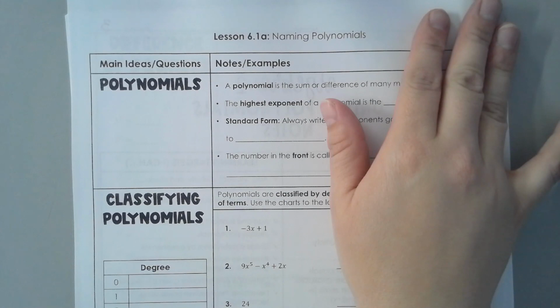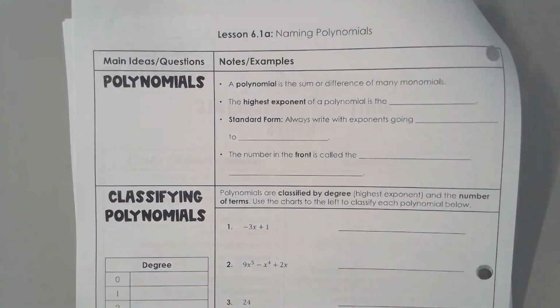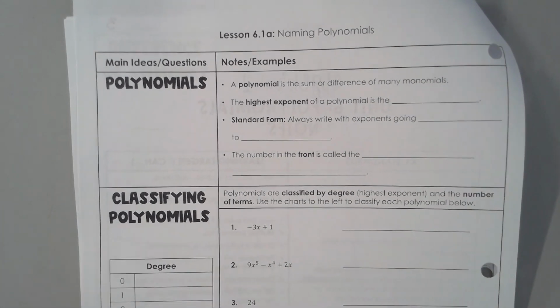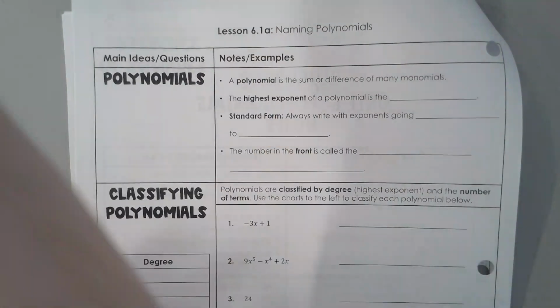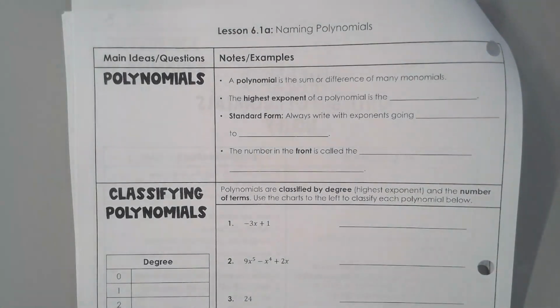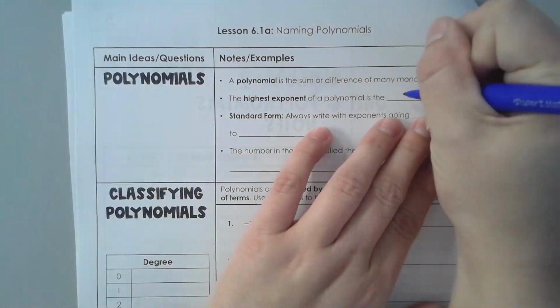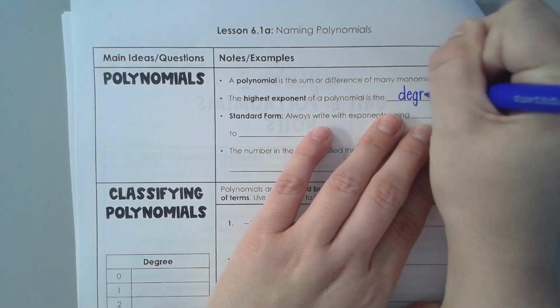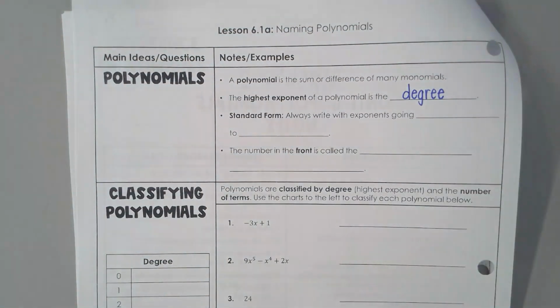Polynomials, and today's lesson is going to be polynomials and a few pieces of information, a few definitions that you need to know. Number one, a polynomial is just lots of x's added and subtracted together. The first thing, the highest or the largest exponent, we call that the degree. So the highest exponent is the degree.